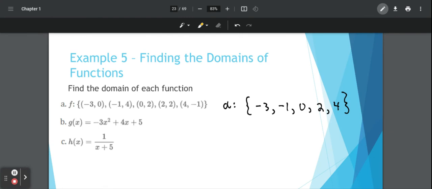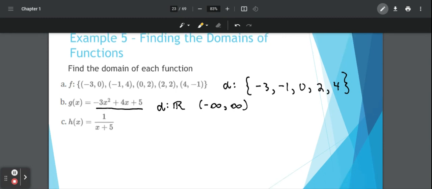In B, when we have a quadratic, you have to think for domains, is anything restricted? Or if you were graphing this, would there be any restrictions on what you could plug in for x? And because you're allowed to plug anything in for x, for this one, your domain would be all real numbers. Or in interval notation, we would say your domain goes from negative infinity to infinity.